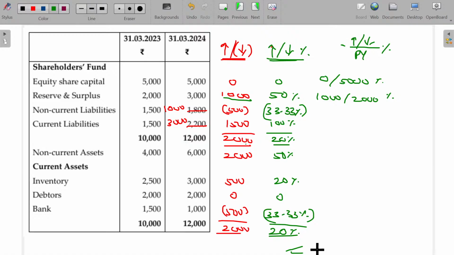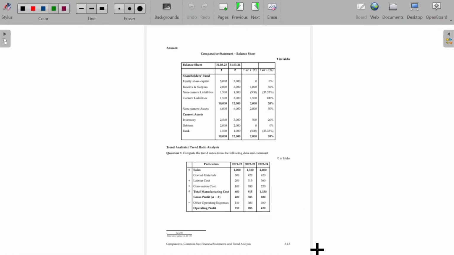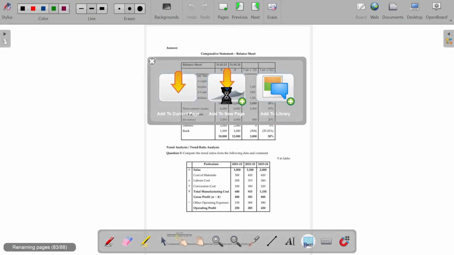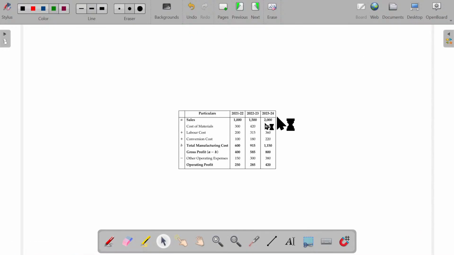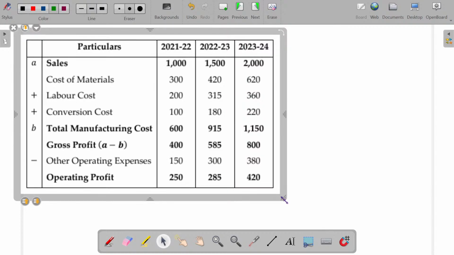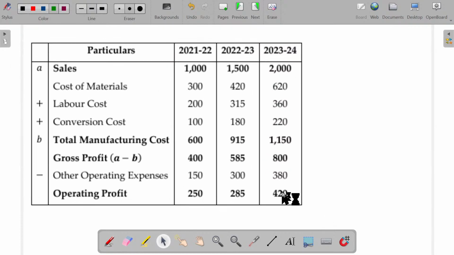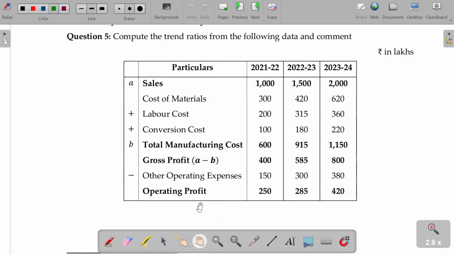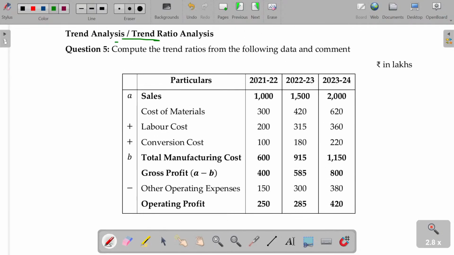Next one being trend ratio. Shall I move on to that? Trend ratio. Trend analysis or trend ratio analysis.